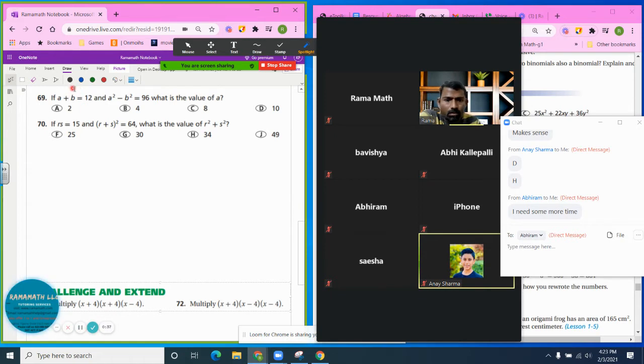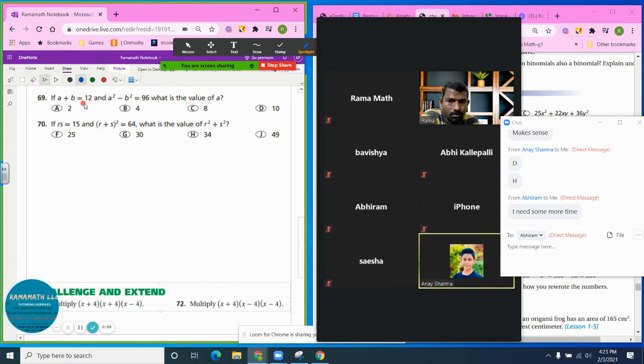Alrighty, so let's look into the question number 69. All of you guys, eyes on the screen. So it's a plus b is 12, and then a squared minus b squared is 96. Before I go over this one, Anai, how did you solve the answer for that? Explain your reasoning.